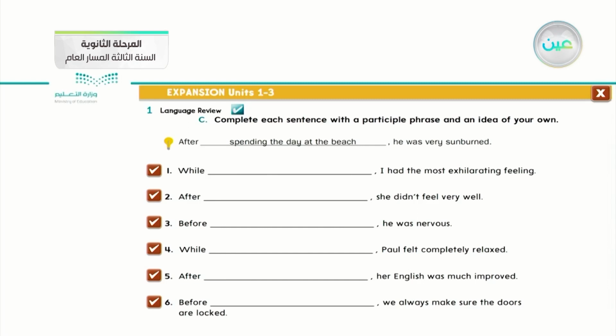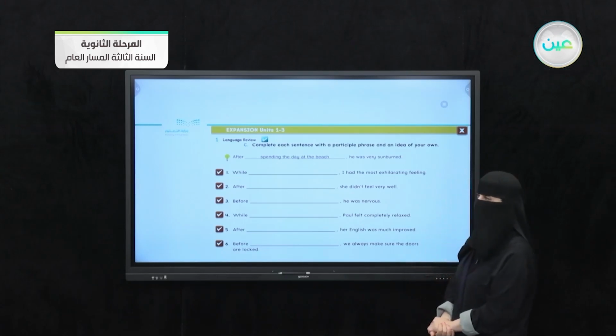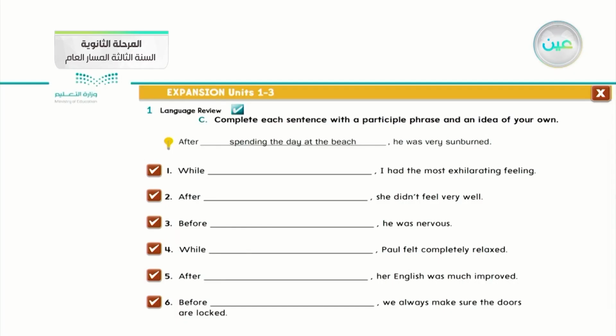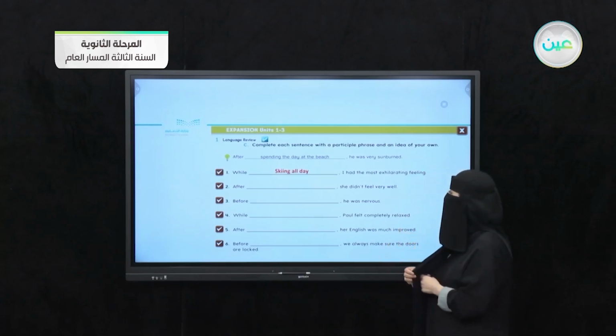After spending the day at the beach, he was very sunburned. So we reduce the adjective phrases and make it a noun clause or phrase by answering this question. While space, I had the most exhilarating feeling. So how can I apply this one with it? We will say skiing all day. While skiing all day, I had the most exhilarating feeling.